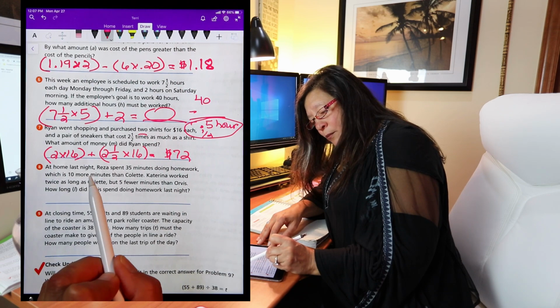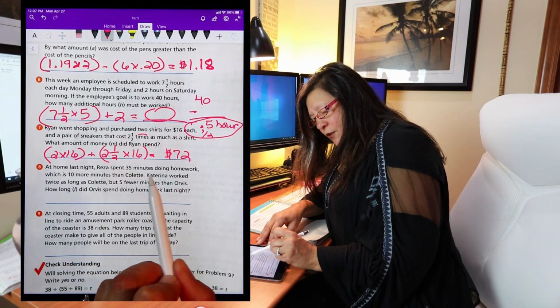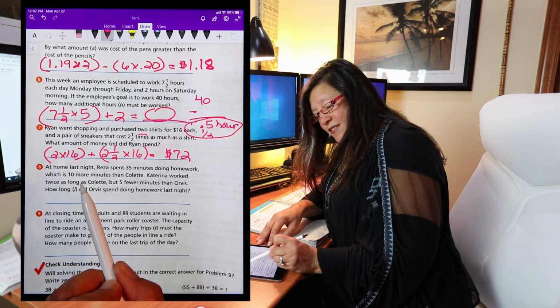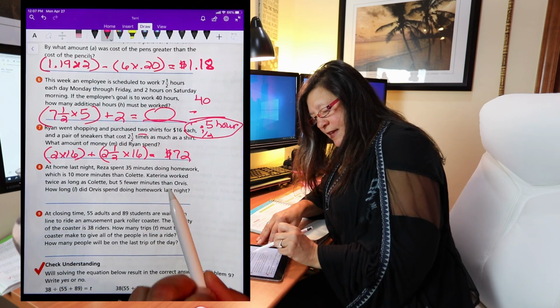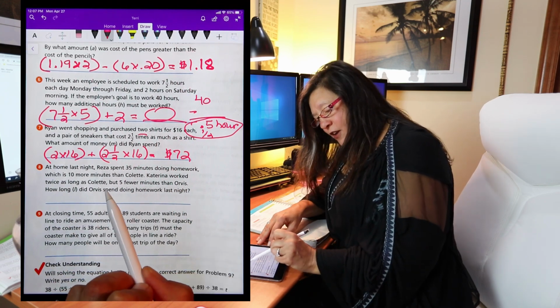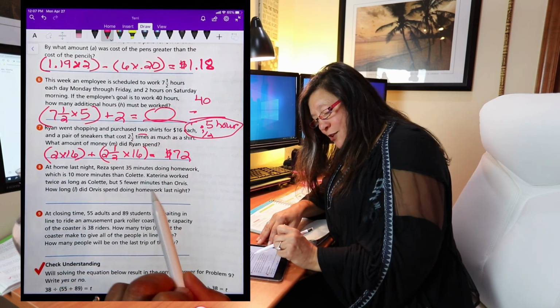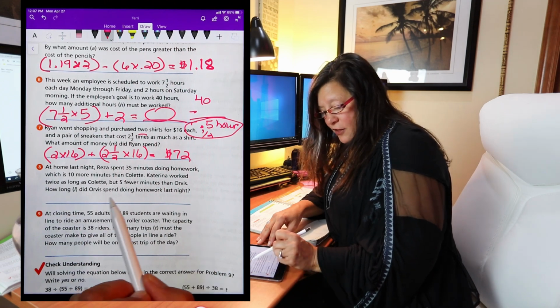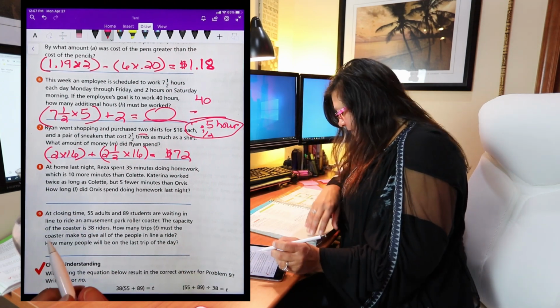Number 8, at home last night, Riza spent 35 minutes doing homework, which is 10 more minutes than Colette. Katrina worked twice as long as Colette, but 5 fewer minutes than Orvis. How long did Orvis spend doing homework last night?